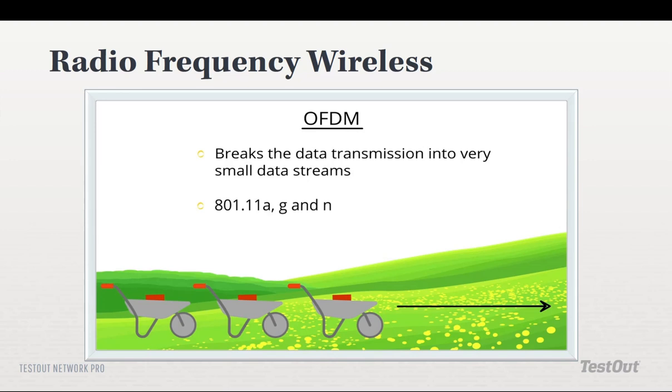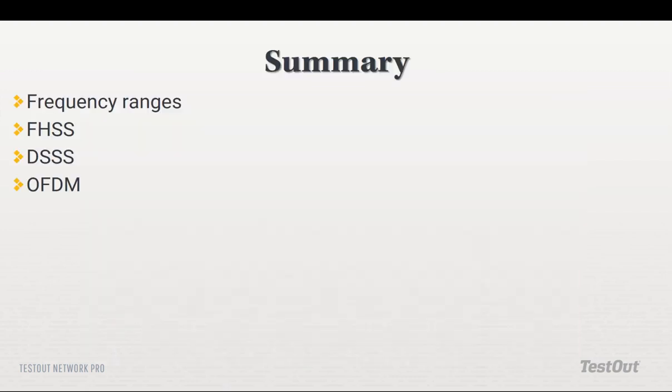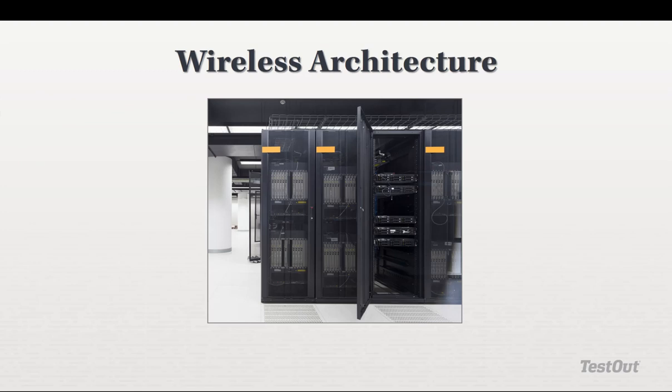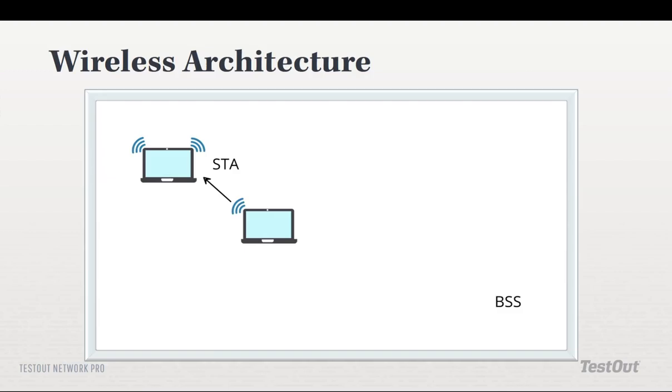And then we have it again for A, G, and N, basically the same. So here we have the frequency ranges. We talked about FHSS, DSSS, and OFDM in summary. Then we have wireless architecture, and again, that's pretty much what you've already been used to.